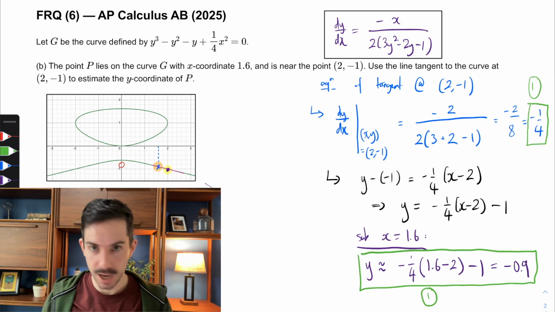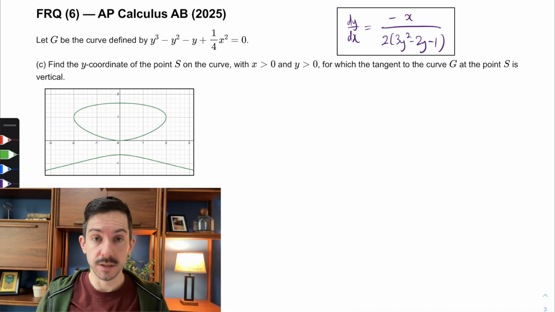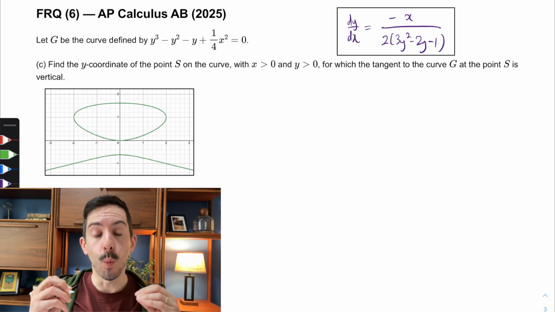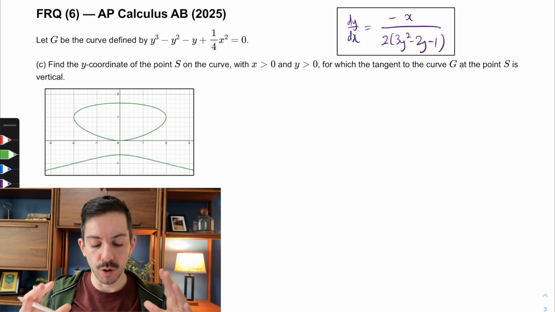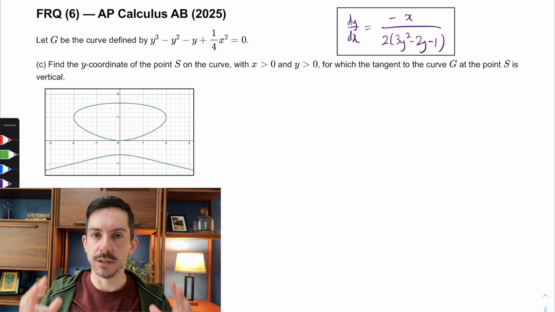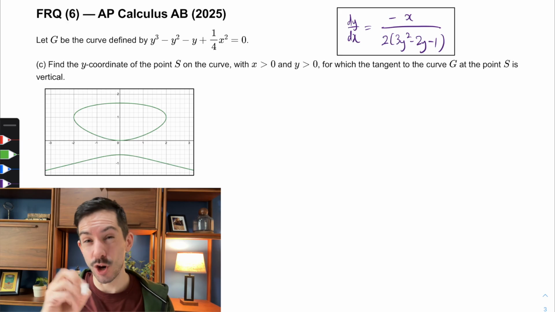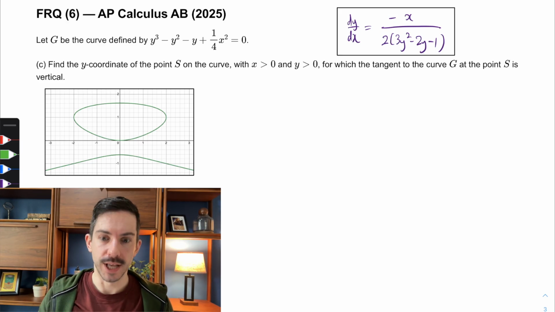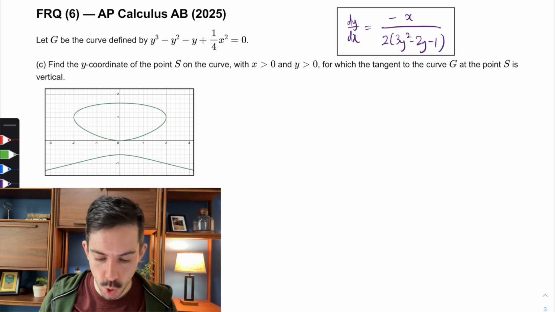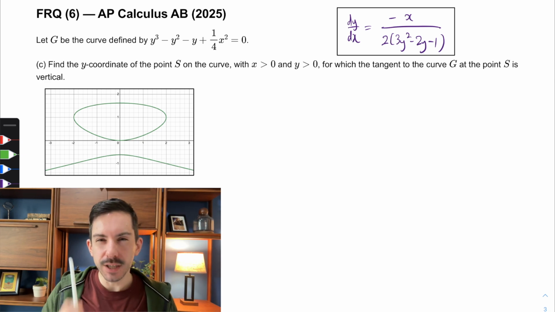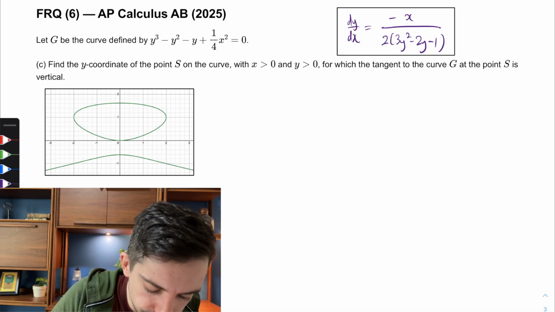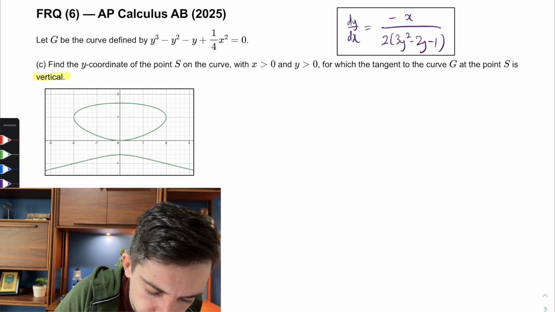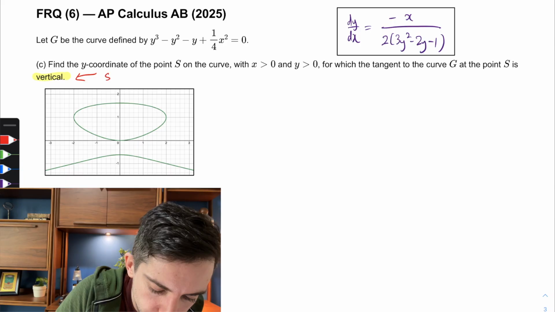Good job. On to part C, where we're being asked to find the y-coordinates of the points on the curve that have vertical tangent lines. Again, I've copied in the expression for dy by dx because we're going to use that in this part. Vertical tangent means the slope is undefined.